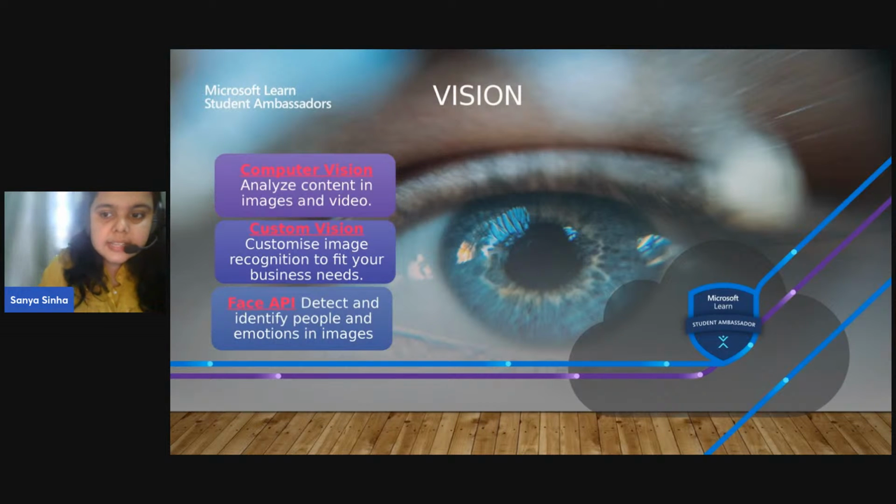Let's proceed to the next slide, wherein we are going to be talking about cognitive services for vision. So there are three very basic use cases of cognitive services for vision. The first one is computer vision. So computer vision analyzes content in images and videos. So basically, you're just provided with an API, and you can link this API with the code that you are writing.